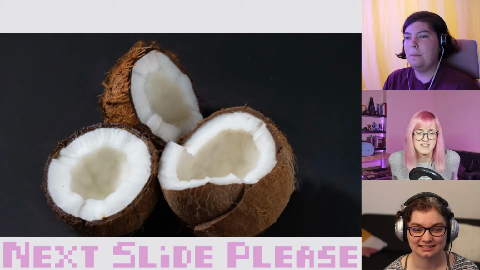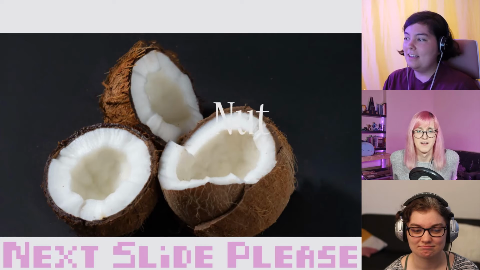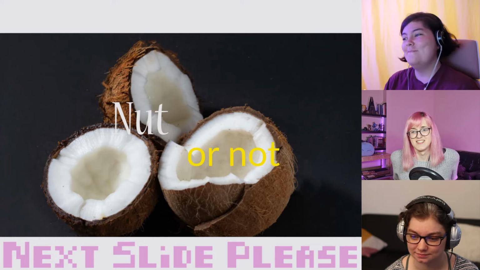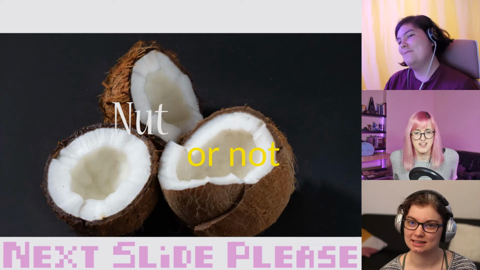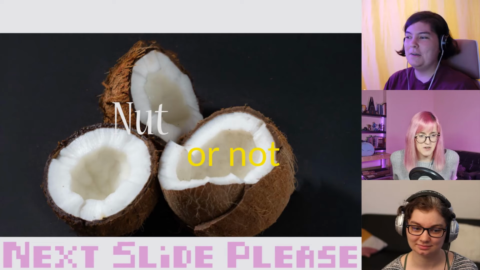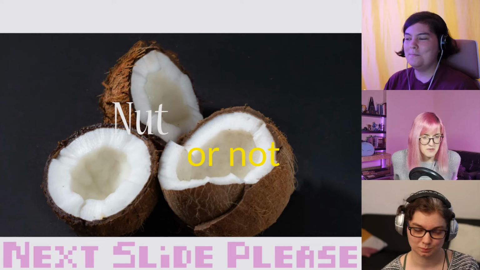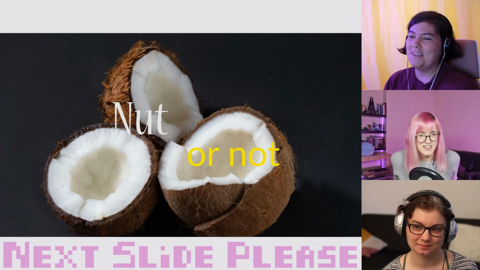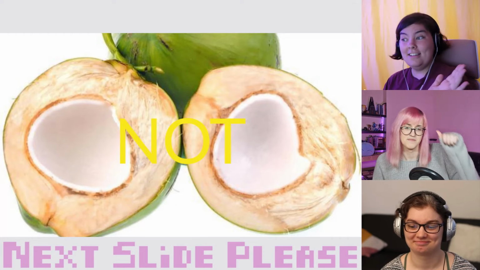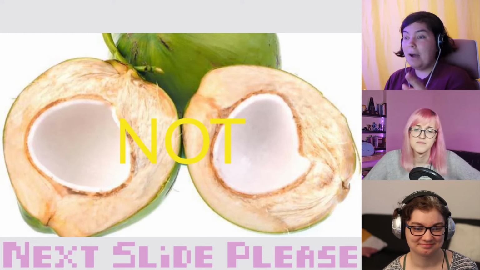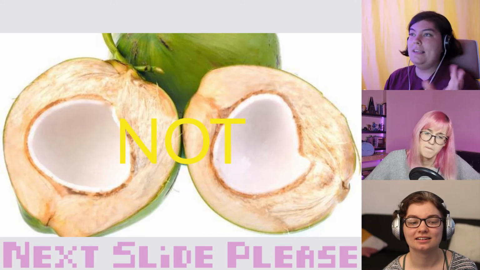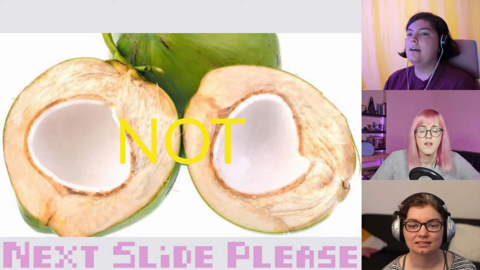So, first up, coconut. Is it a nut or not a nut? Not a nut. It's got nothing in it. Not just seed, not nut. No, because it's got a hard outer shell, but it ain't got the bit in the middle, so it ain't a nut. So, it's not a nut. You're right, but it absolutely is a seed. Okay. And the part of the nut that we eat is the seed.